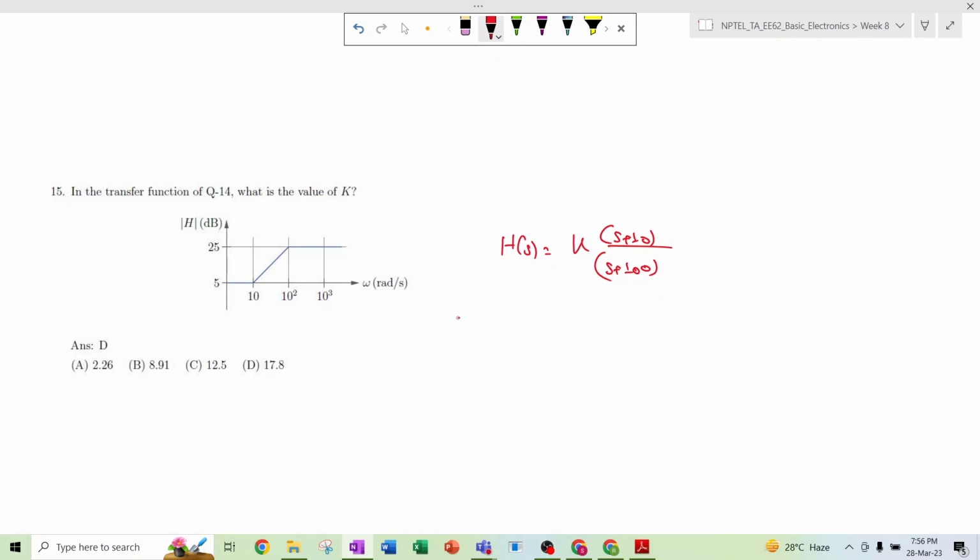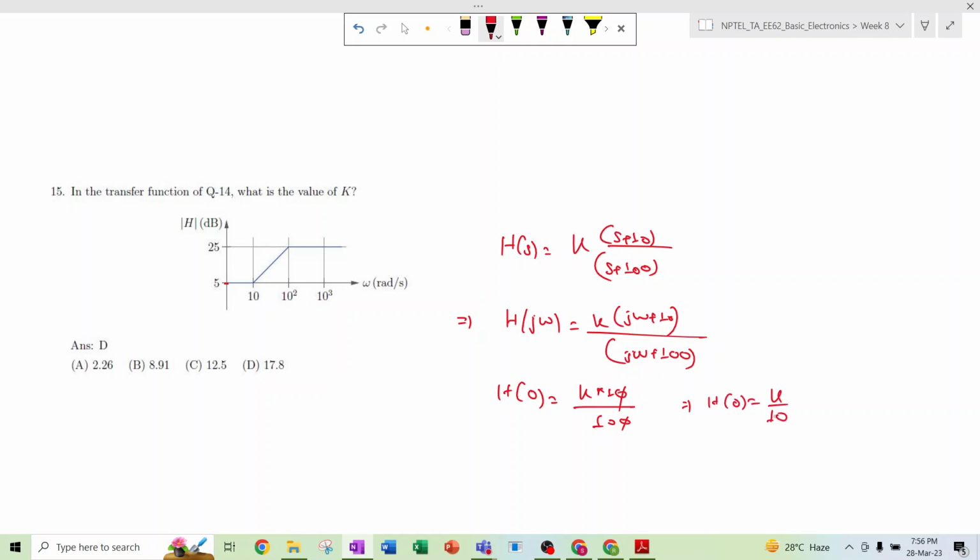So we are finding it at omega equal to 0, right? Because at 0 it has a 5 dB gain. So H of 0, or we can write H of j omega equal to k (j omega plus 10) divided by (j omega plus 100), right? So H of 0, that is omega equal to 0, is k into 10 divided by 100. So this will cancel out, so H of 0 will be k by 10, right?